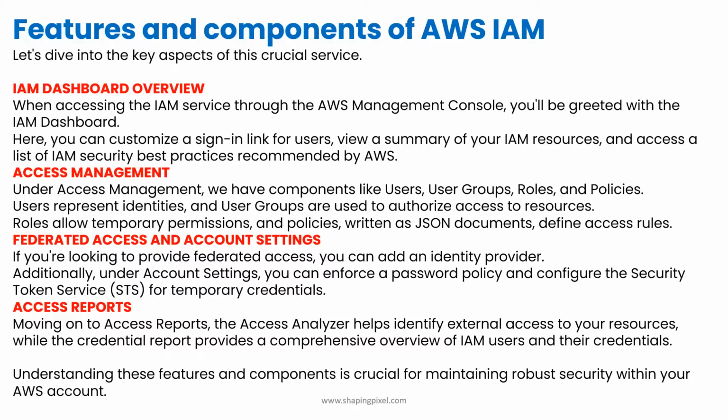Under access management, we have components like users, user groups, roles, and policies. Users represent identities and user groups are used to authorize access to resources. Roles allow temporary permissions, and policies, written as JSON documents, define access rules. If you're looking to provide federated access, you can add an identity provider. Additionally, under account settings, you can enforce a password policy and configure the security token service for temporary credentials.